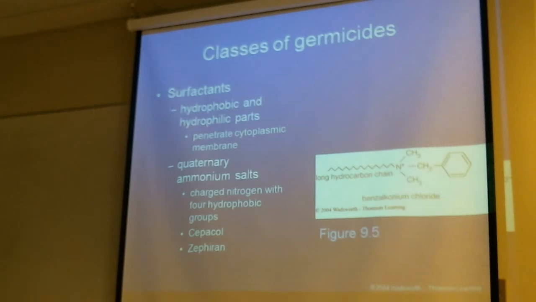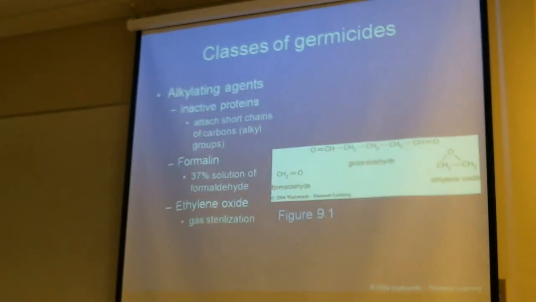On to the next group, surfactants. They can also penetrate the cytoplasmic membrane. They can affect both the hydrophilic and hydrophobic portions of that membrane. So that phospholipid bilayer is completely vulnerable. Quaternary ammonium salts is an example, and so you're going to know there. Alkylating agents, those inactivate proteins. They can attach short chains of carbons. They call those alkyl groups, but you can just know short chains of carbons.